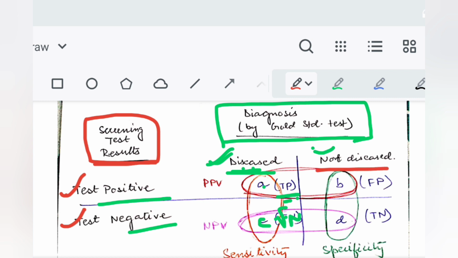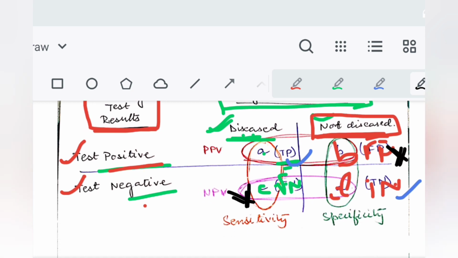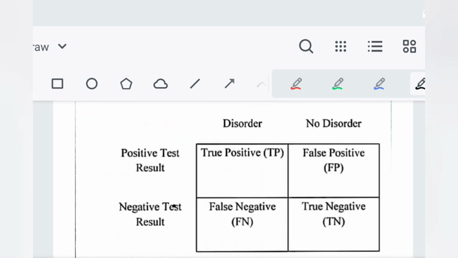Now suppose this is a group of non-diseased. They are non-diseased, but came as positive in the screening test, so it will be false positive, that is classified as group B. Now group D is those who are not diseased and came negative in our screening test, so those will be true negative, right? So these two are true, whereas these two are false, right? False positive and false negative. Hope you understand this concept. So let's revise this once more, okay?